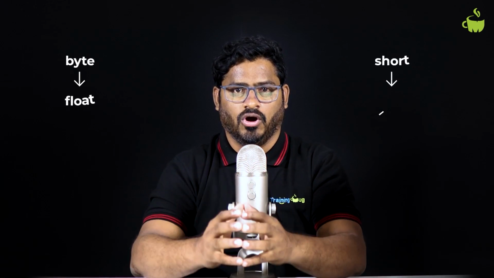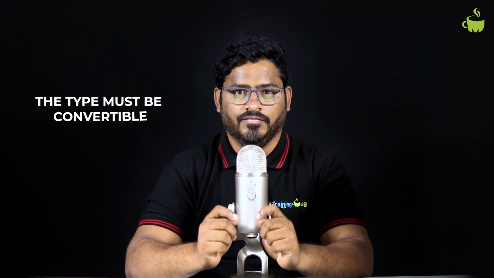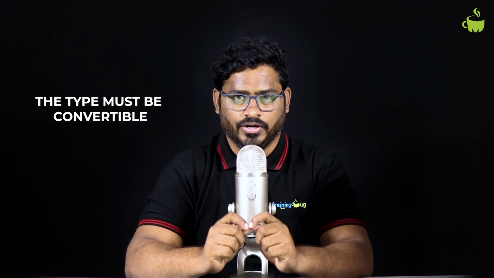Example, how do I convert a byte to float? Or how do I convert a short to long? Or how do I convert a float to double? Or how do I convert a double to int? These are the different kinds of scenarios where you get to convert one type of data into another type of data. But a very important point here is that when you're using data type conversion, the type must be convertible.